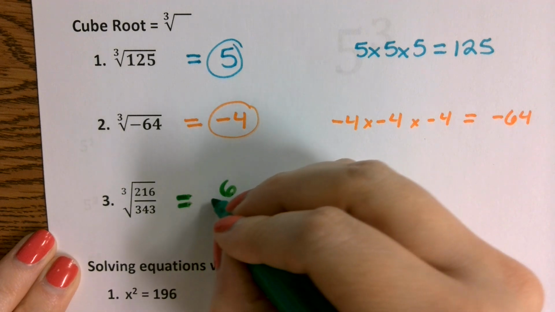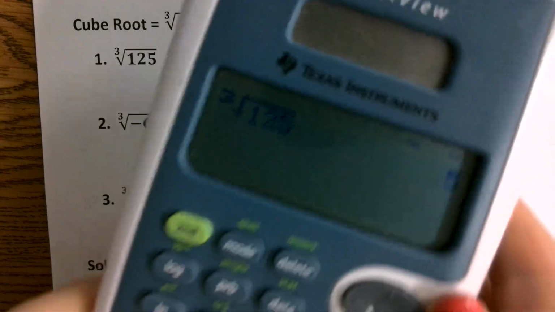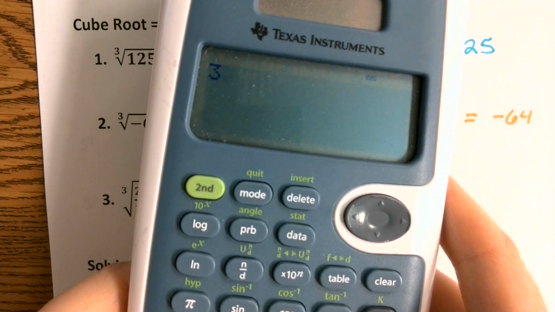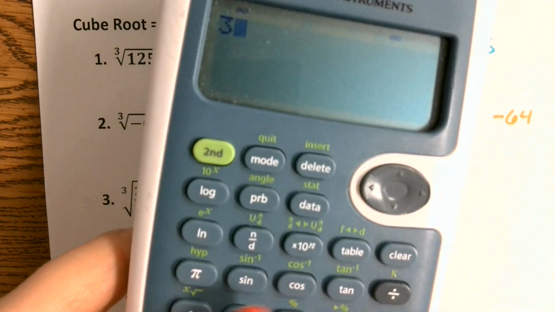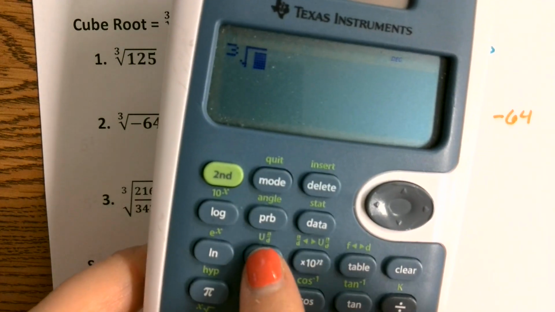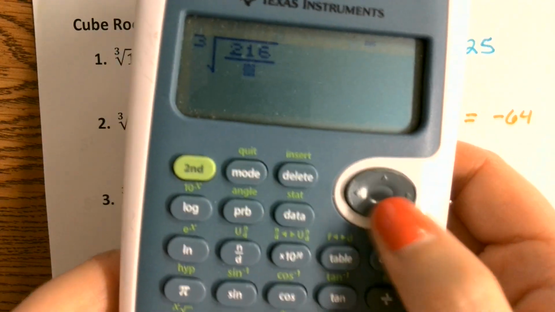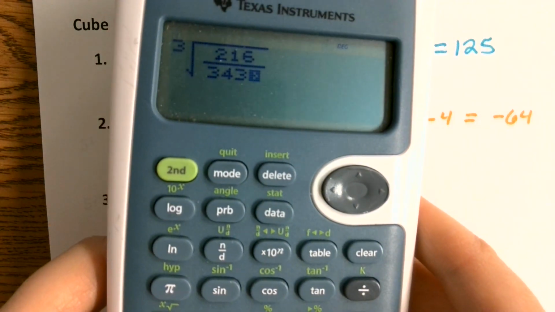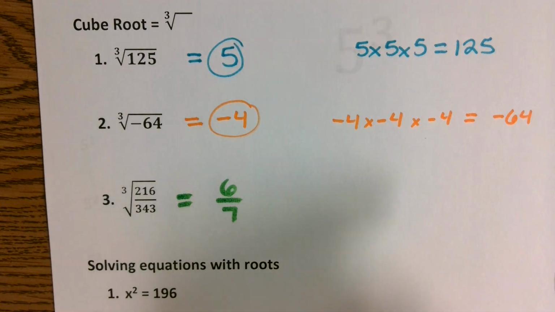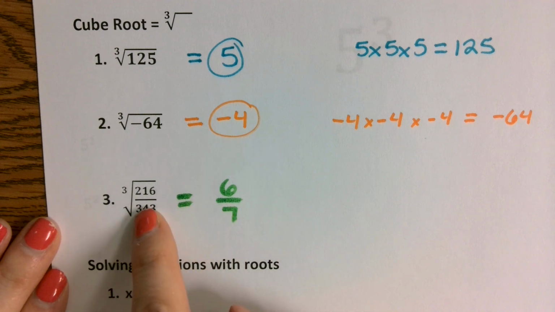Okay, so we get 6 over 7. And again, let me show you one more time how we do that. In order to do it, you're going to hit the number 3, then second, then this little up arrow. And then when we want to type a fraction, we'll hit the fraction button and type 216 over 343 and enter. There we get it, 6 over 7. That's because 6 times 6 times 6 is 216 and 7 times 7 times 7 is 343.